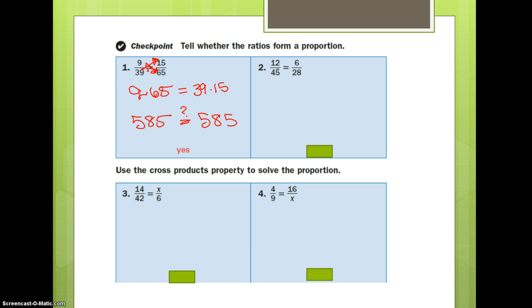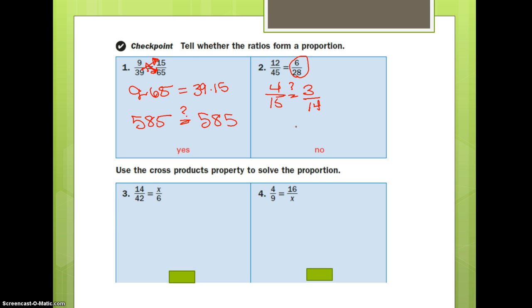Another way you can do it is to simplify the fraction 12 over 48. That simplifies to 4/15. Well, let's simplify this fraction 6/28. That simplifies to 3/14. Because they do not simplify to the same number, you put no.